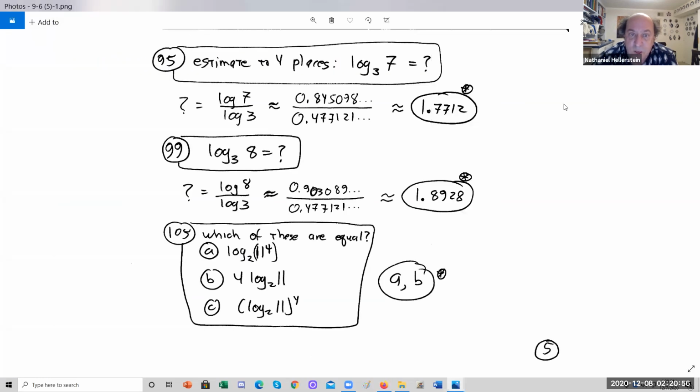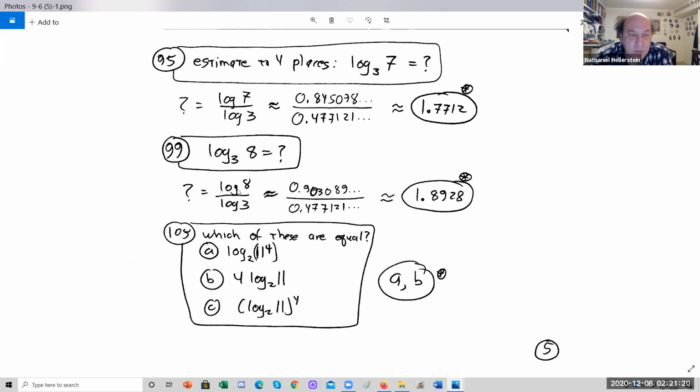Estimate to 4 places. Log base 3 of 7. Well, by the change of base formula, this equals a ratio of, let's say, common logs. It's as good as any. So we have common log of 7 divided by common log of 3. With a little bit of calculating, you get 1.7712, approximately.